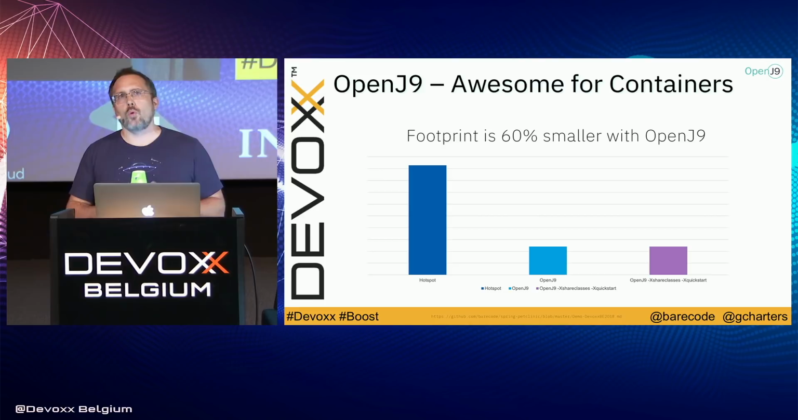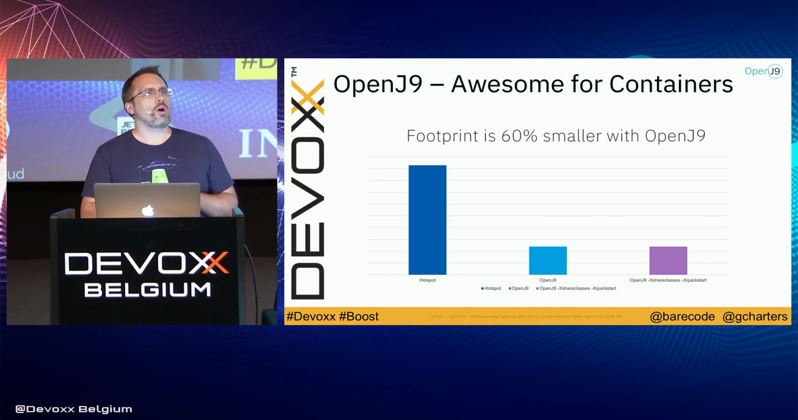Now, I will say there is the one caveat, which is if you are using your JVM arguments to tune your heap, right? If you're tuning a bunch of stuff and you're leveraging Hotspot specific settings, those are not going to map to OpenJ9.